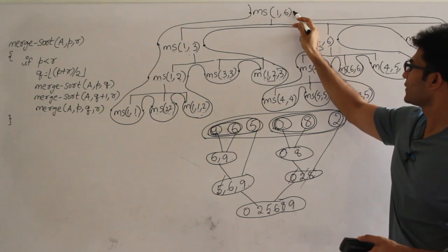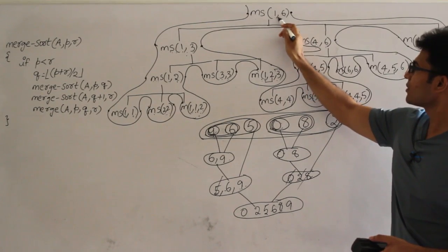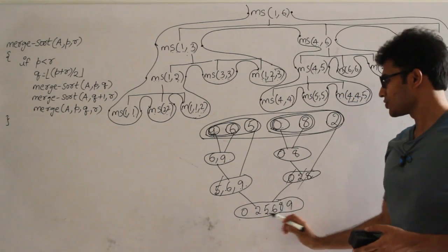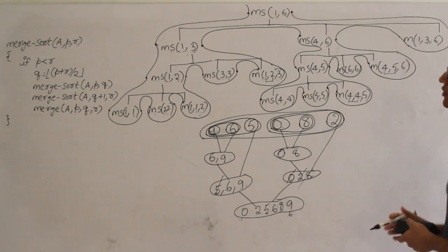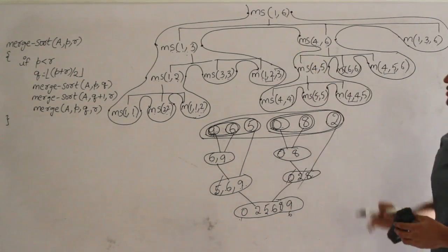Finally, when I visit merge sort of 1 comma 6, at this point I can be sure that the entire array starting from 1 ending at 6 has already been sorted, right? So this is how merge sort is going to work.